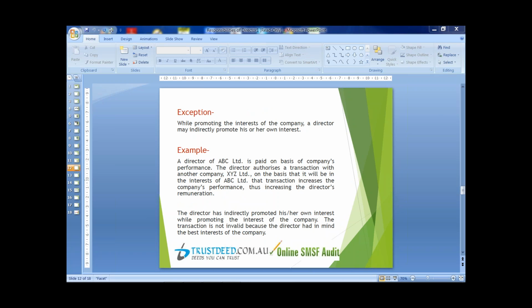There is, however, an exception to this rule. While promoting the interest of the company, directors may indirectly promote their own interest. For example, a director of a company, say ABC Limited, is paid on basis of company's performance. The directors authorizes a transaction with another company, say XYZ Limited, which is in the best interest of ABC and will increase the company's performance and eventually increasing the company's remuneration. The director has indirectly promoted their interest while promoting the interest of the company. In this scenario, there is no breach of duty because the director had in mind to act in the best interest of the company.